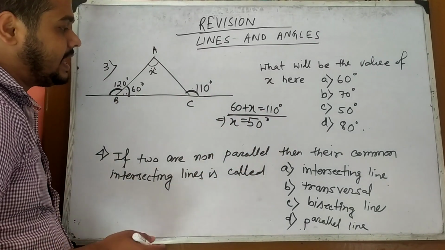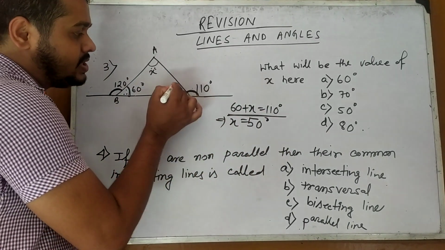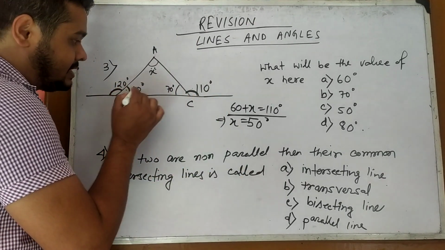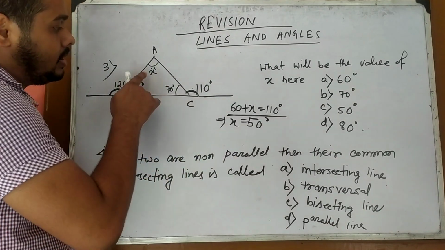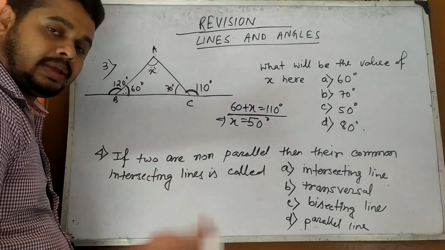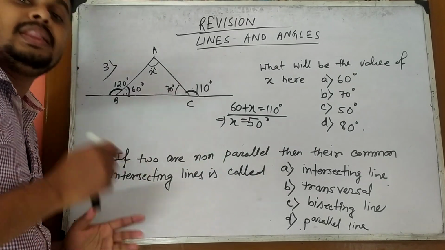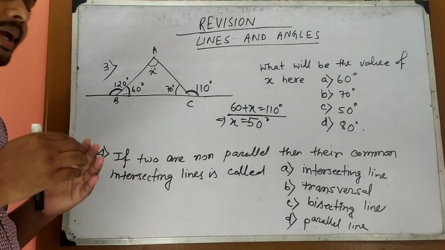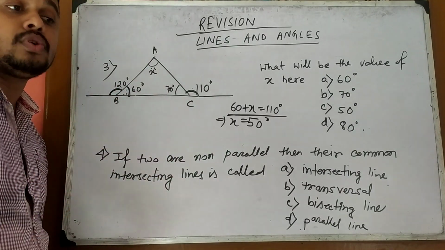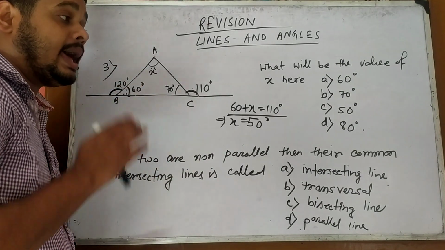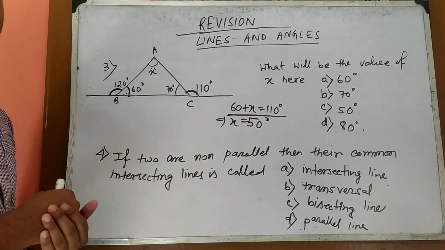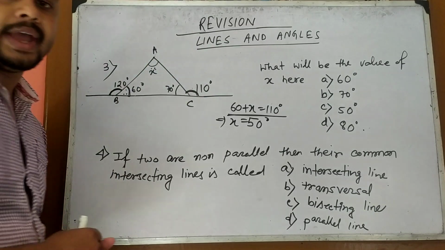Many of you can say like that: this one is 110, therefore this one is 70 degrees. After that 60 plus 70 is 130. Now we can subtract 180 minus 130, that time also 50. But this is a lengthy way. Already I mentioned so many times, you have to use the shortest way to find the solution, as this is an MCQ type question. Here time is a big factor.